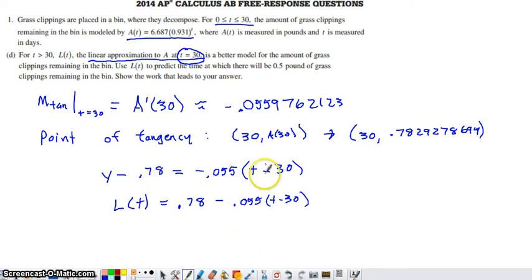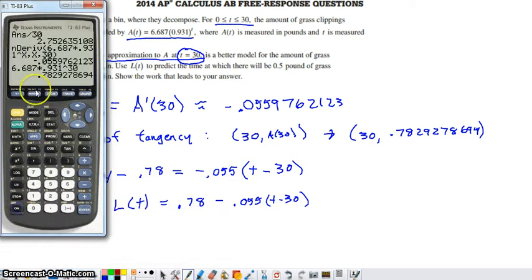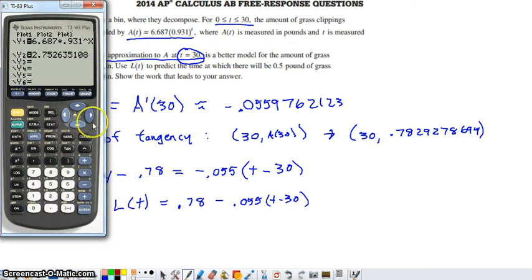Now we want to use this to predict when there will be a ½ pound of grass clippings remaining in the bin. So we would basically want to put 1/2 right here. Well, if the calculator's in play, what you can do is you can graph this line, and then you can graph y equals 1/2, and you can use the calculator to solve this equation graphically, which is definitely going to be pretty quick.